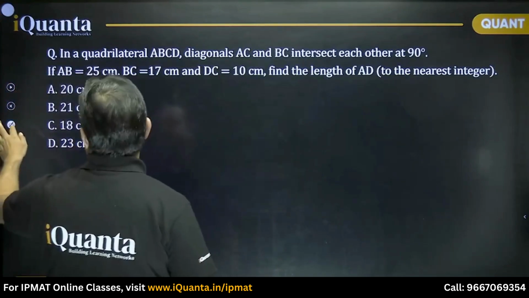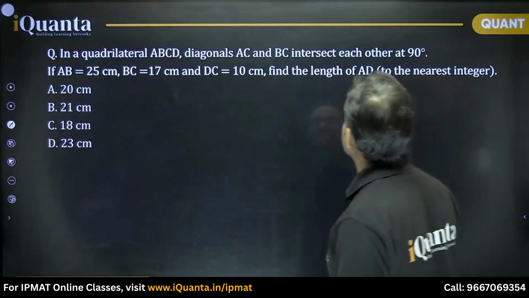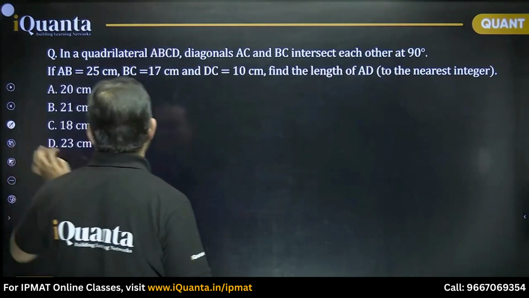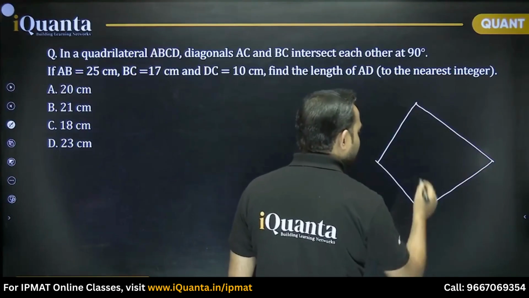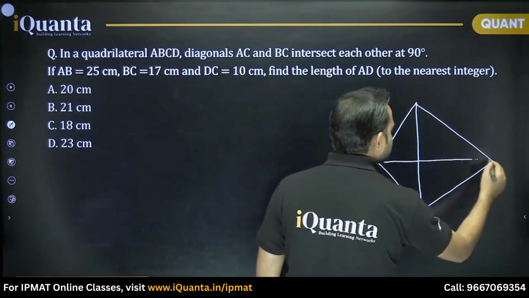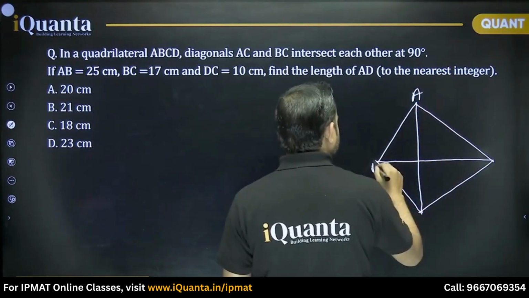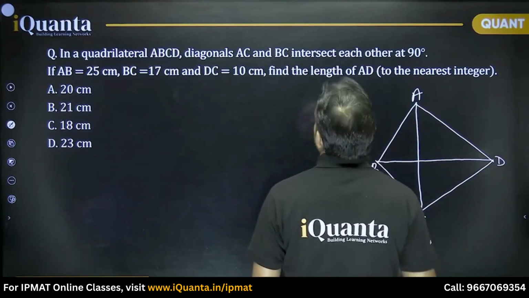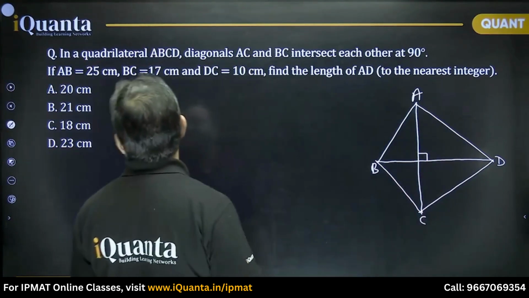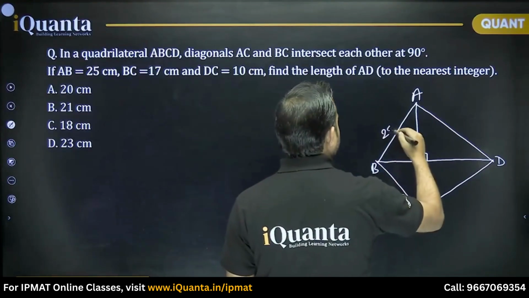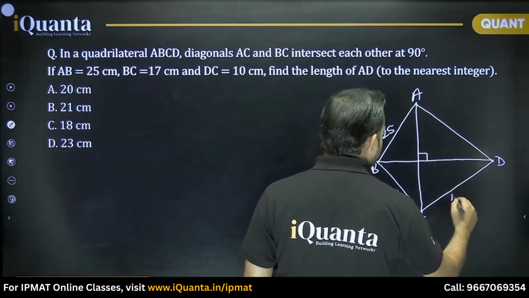Now next question, it says in a quadrilateral ABCD, diagonals AC and BD intersect each other at 90 degrees. We have just learned this concept that in any quadrilateral, if diagonals are perpendicular to each other, just like this, so A, B, C and D. So diagonals AC and BD intersect each other at 90 degrees. So this angle is 90 degrees. AB is given, which is 25. BC is given, which is 17. CD is given, which is 10. We need to find AD.